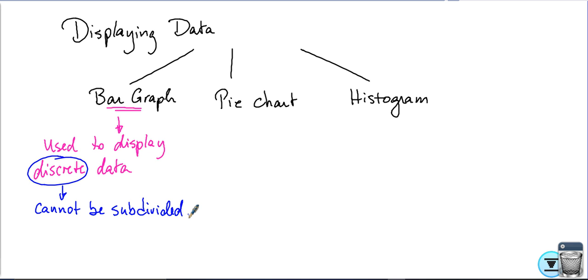For example, I'm making a survey of the car colors which are passing through the street or which lie in a car park. Or I'm doing a survey about what pet you keep at home. Some will say dog, some will say cat, others will say bird. That dog, that cat, that bird, it cannot be subdivided. You can't have a bird and a cat at home as one. Okay, so the bar graph is going to be used to display this type of data, which cannot be subdivided.